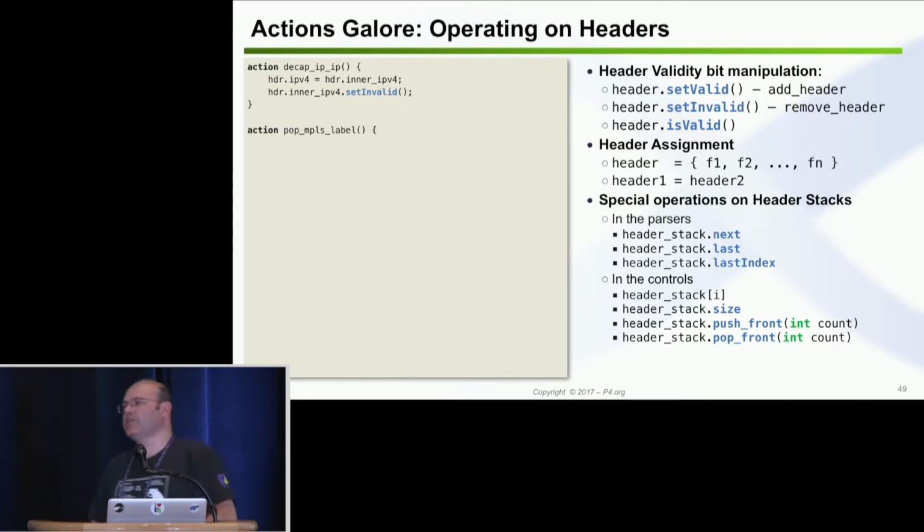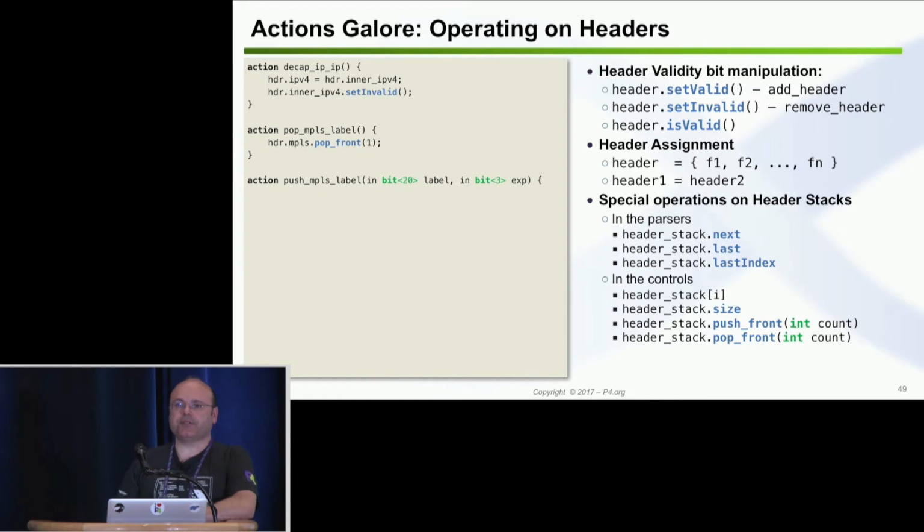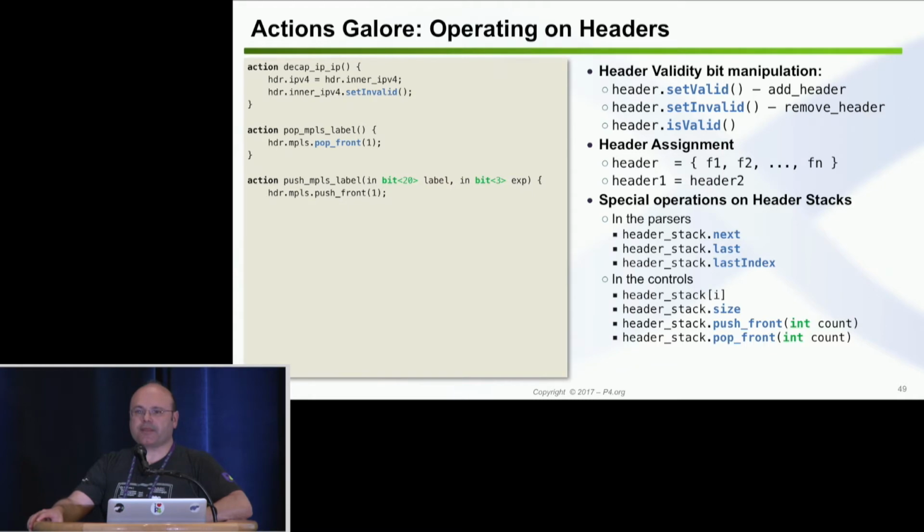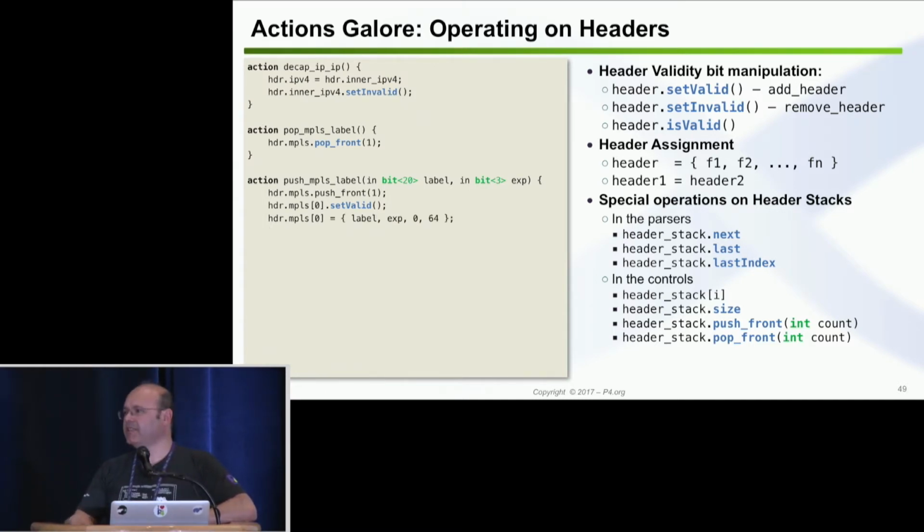Similarly, for example, if you want to operate on header stacks, there are very common operations, push and pop. If I want to pop an MPLS label, there is a special method supported by the header stacks, which is called pop front. In this case, I pop a single label out, and the other labels are shifted to the left. And if I want to push a label, then there is a push front method available for the header stacks, which pushes everything to the right. The 0 slot becomes invalid, so I have to make it valid first, and then fill it up with my new label.